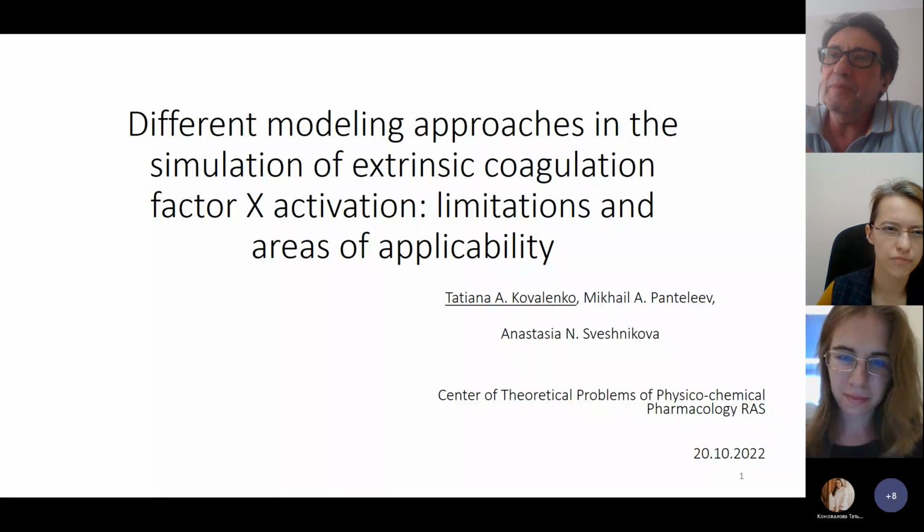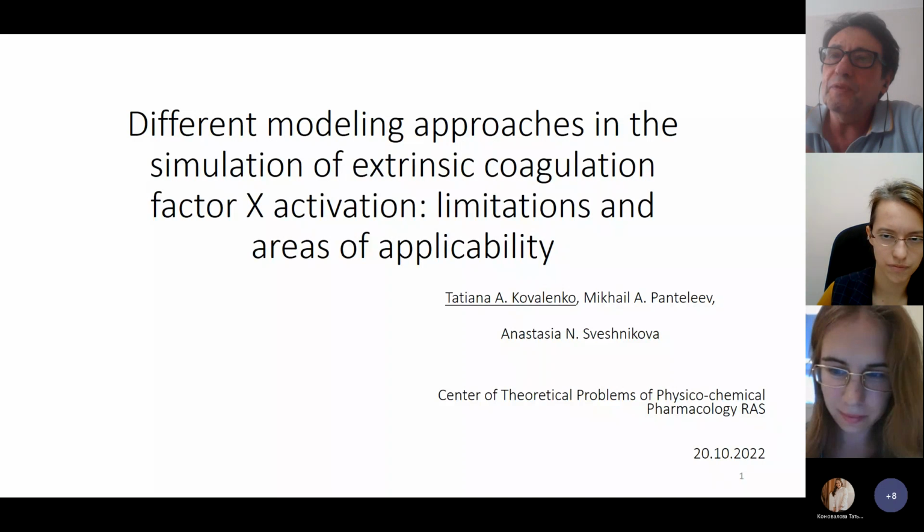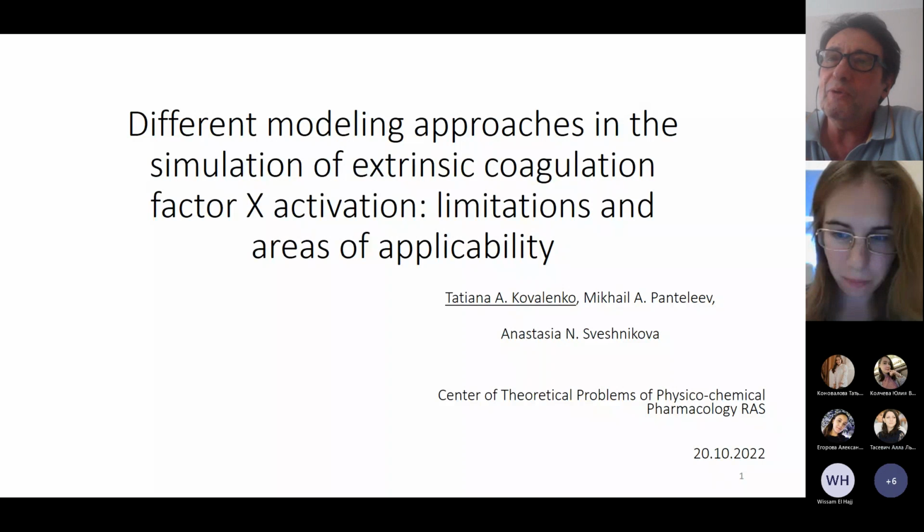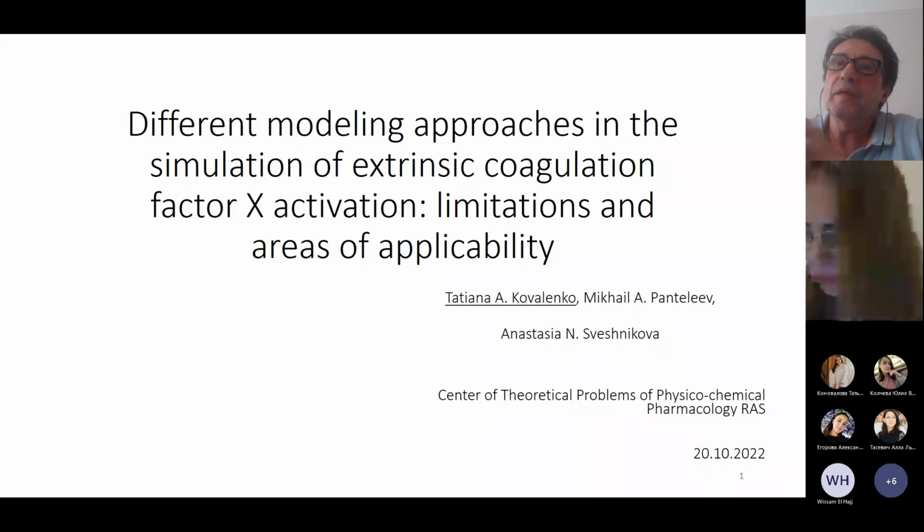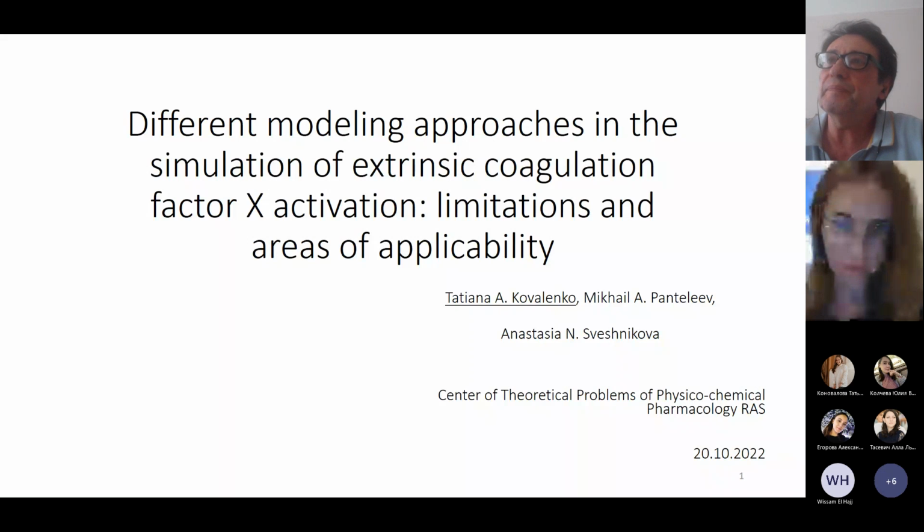Let's start. It's a pleasure for me to present our today's speaker, Татьяна Коваленко, from the Center of Theoretical Problems of Physico-Chemical Pharmacology, a very long name for this institution. The title of today's presentation is Different Modeling Approaches in the Simulation of Extrinsic Coagulation Factor 10 Activation, Limitations and Areas of Applicability. Please, Татьяна, you can begin.